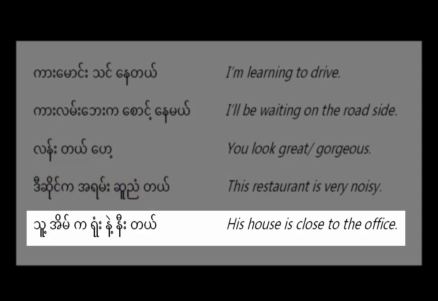And in the last sentence, there are two words with different nasal sounds. Ain in the low tone, which means house. And the next one, yong in the high tone, meaning office. Okay, this concludes our exercises.